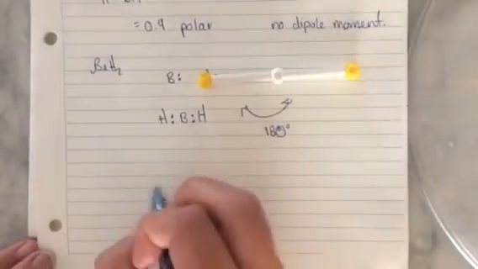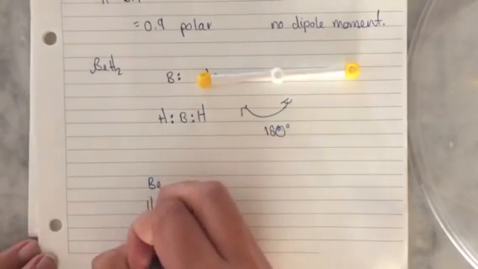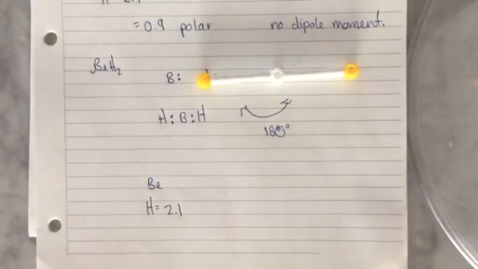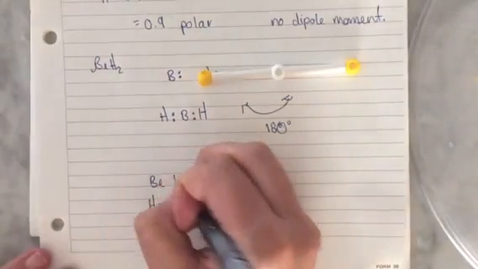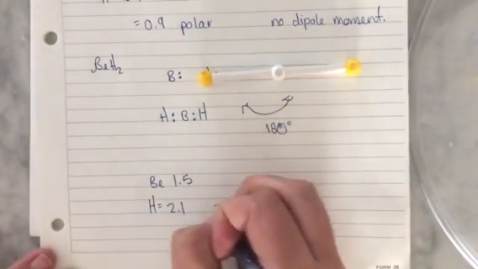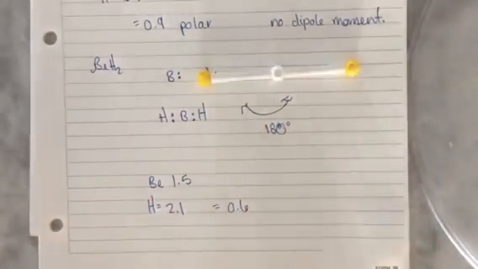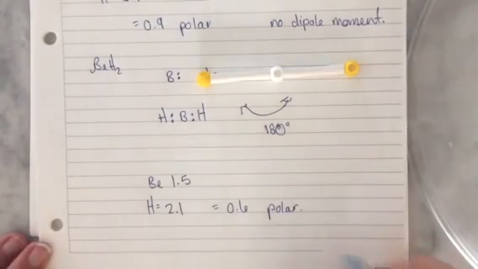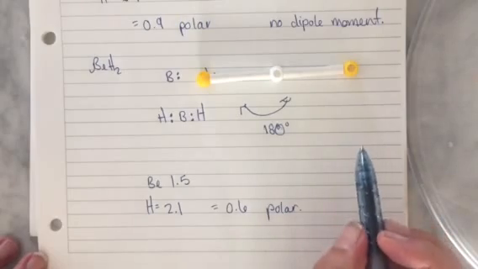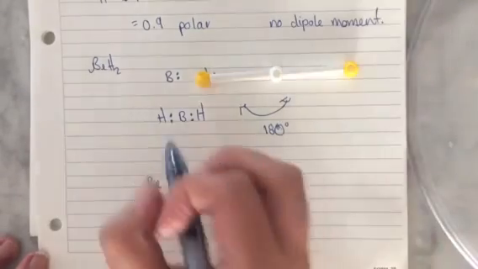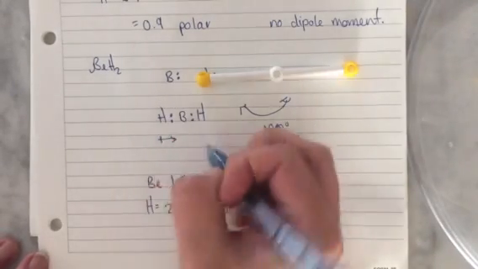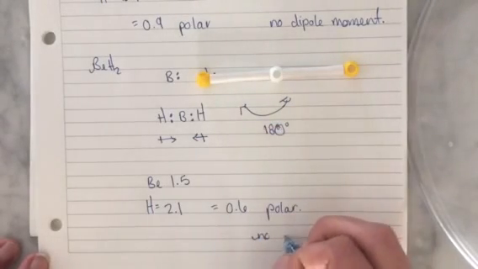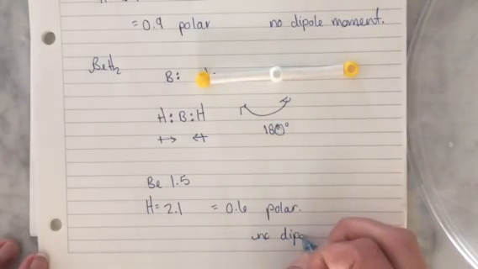Electronegativities. Hydrogen is 2.1. Beryllium is 1.5, for an overall difference of 0.6, which is also polar covalent. But it's pulling towards the beryllium, and again towards the center, for no overall dipole moment on the molecule.